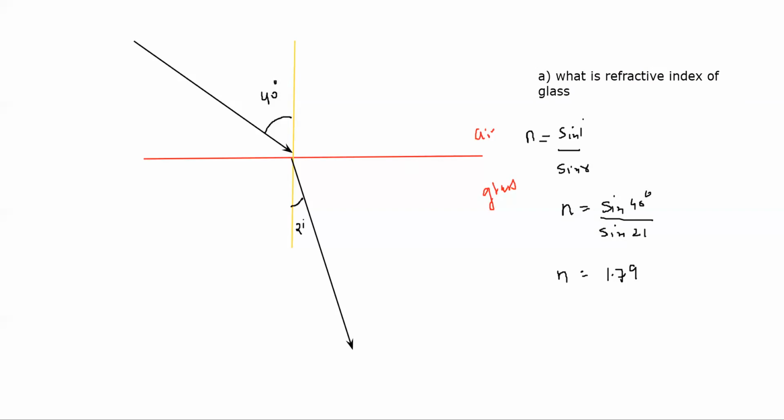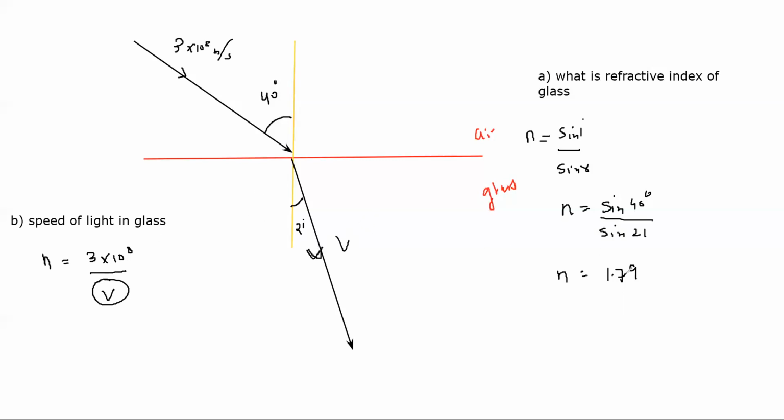If the second question was the speed of light in glass, how can you find it? You have the second formula for refractive index: refractive index is equal to the speed of light in air, which is 3 into 10 to the power 8, divided by the speed of light in the medium, which is v. We need v, because that's the speed. The light was traveling with a speed of 3 into 10 to the power 8 meters per second in air. We need the speed of light in glass.